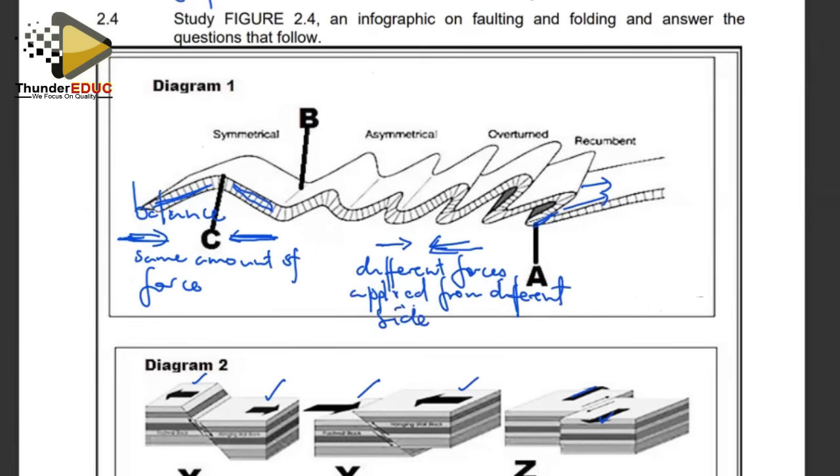So as a result, we tend to find that the bend on this side won't be the same as the bend on that other side because of the differences in the forces. One side has got a greater force. This side here is being forced strongly, and this side is weaker. So for that reason, you tend to find that this one becomes very steep, and this one is gentle. So that is how an asymmetrical fold, you just compare the forces from either side.